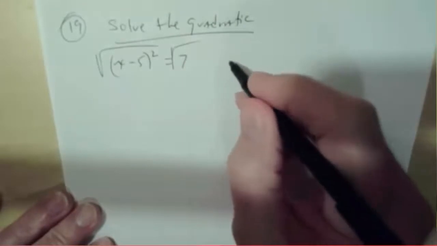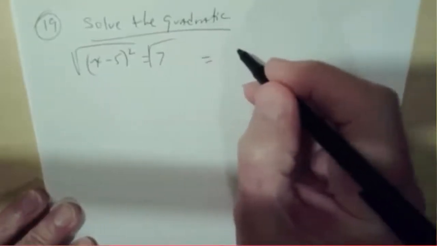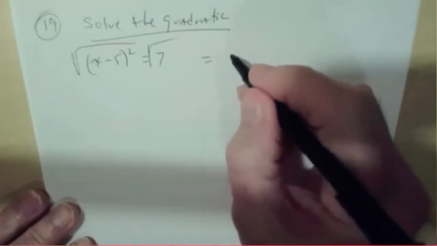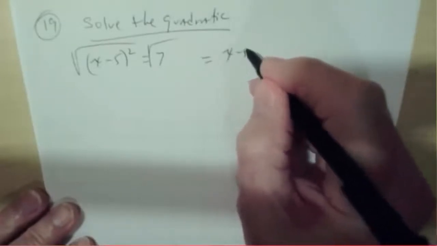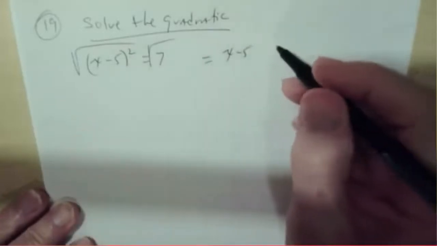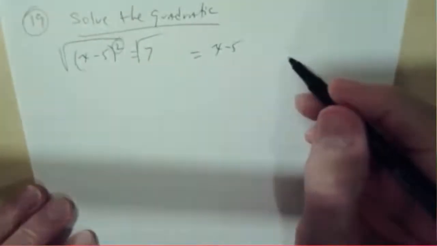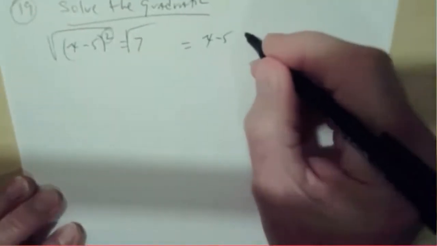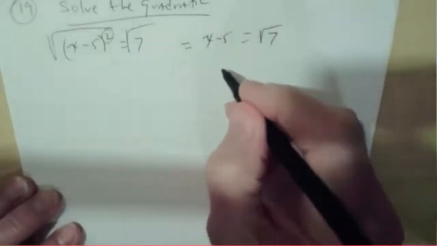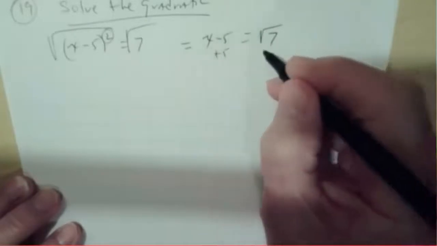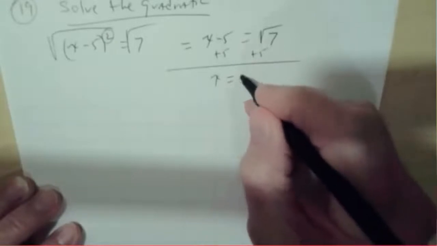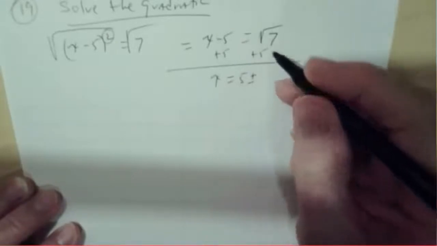So this is going to equal x minus 5. When you take the square root of a square, the radical goes away and the square goes away. So we have x minus 5 equals the square root of 7. So now what do we do? Add 5 to each side. So x equals 5 plus or minus, you have to have the plus or minus, square root of 7.